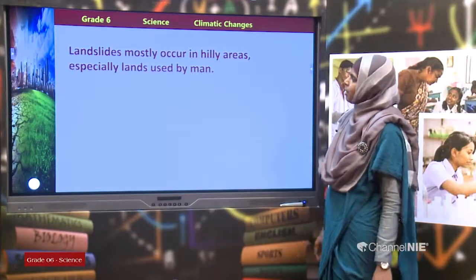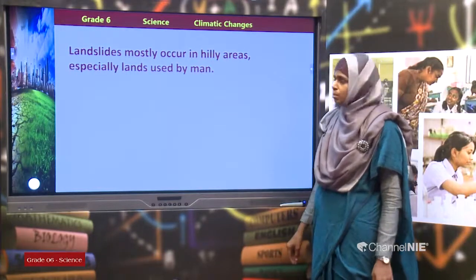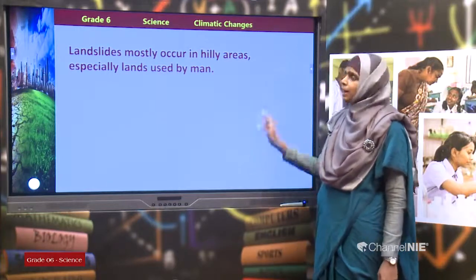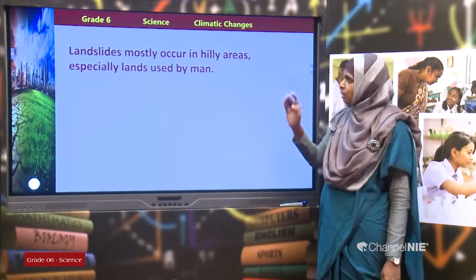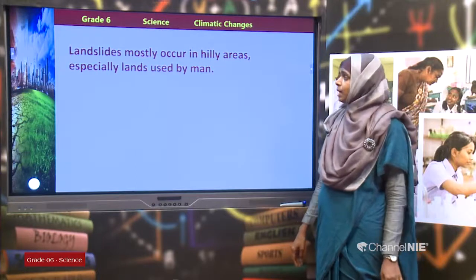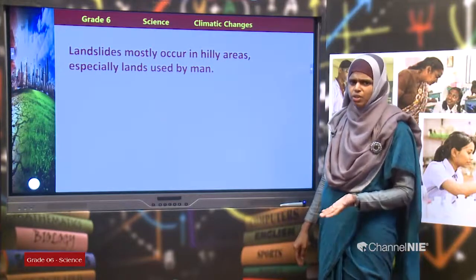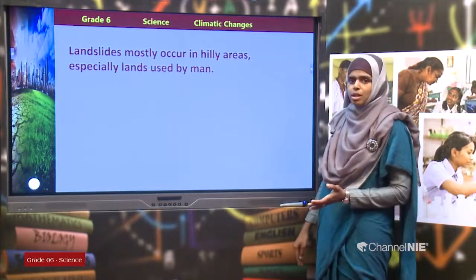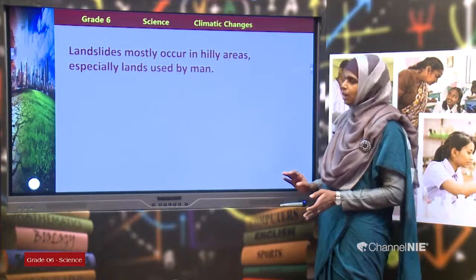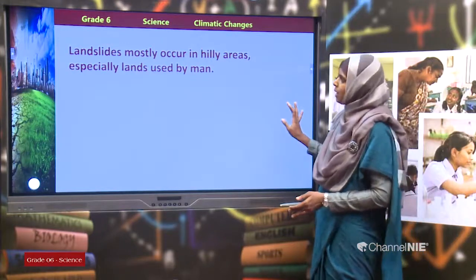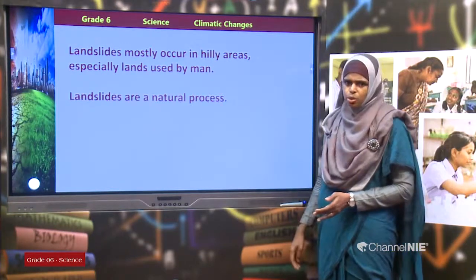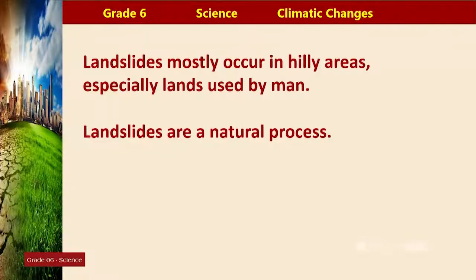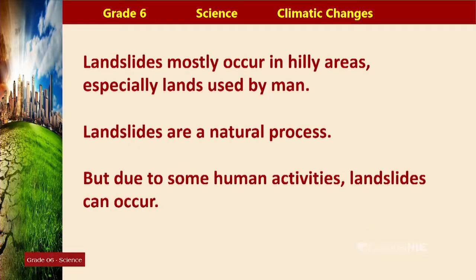Let us see where landslides occur. Landslides mostly occur in hilly areas, children, where humans use the land. In the areas where humans have used the land, landslides are very common. Why? Due to the human construction, they clear the forest, they clear the area, and even with a small rain, landslides would occur. And it's a natural process. We can't avoid it, but still we can minimize the impact because human activities aggravate the condition.